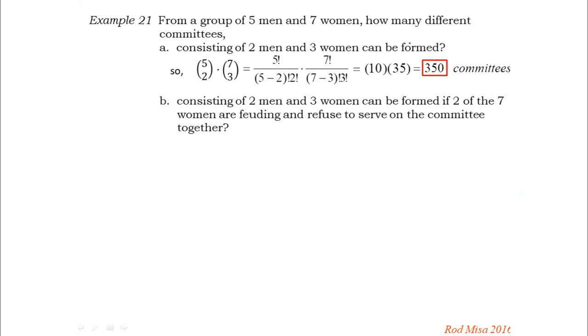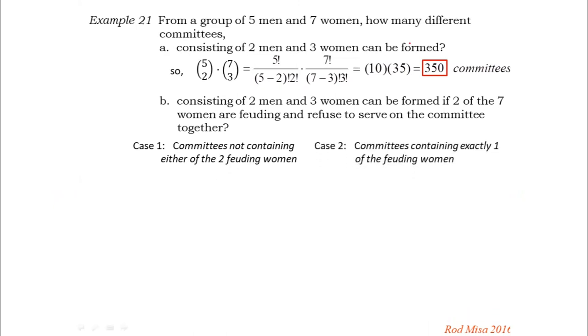How many different committees can be formed consisting of 2 men and 3 women if 2 of the 7 women are feuding and refuse to serve on the committee together? So we can create 2 cases here. And the first case is forming a committee not containing any of the 2 feuding women. And also case number 2, wherein the committee is only containing exactly 1 of the feuding women, so as to remove the possibility of including the 2 feuding women in the committee.